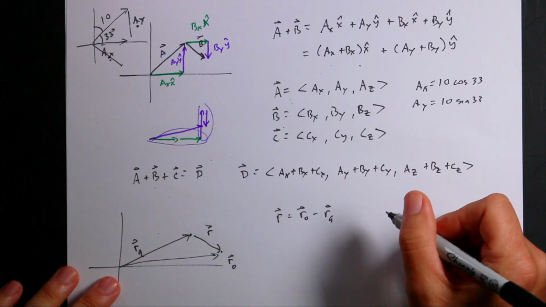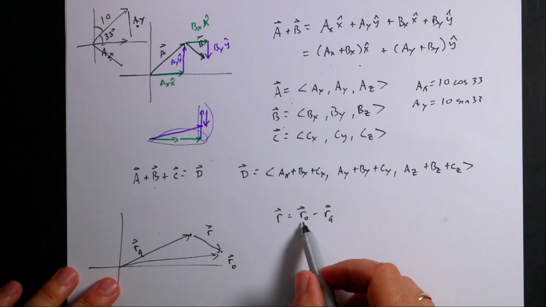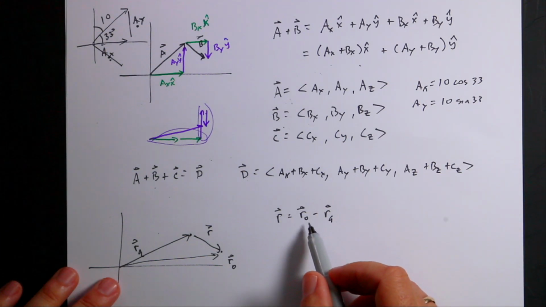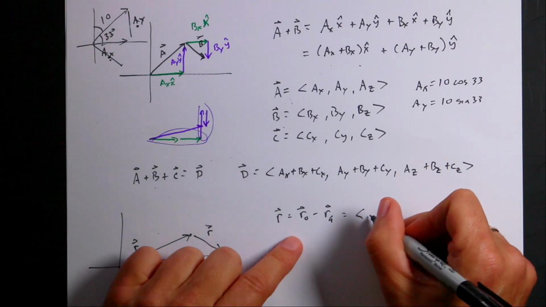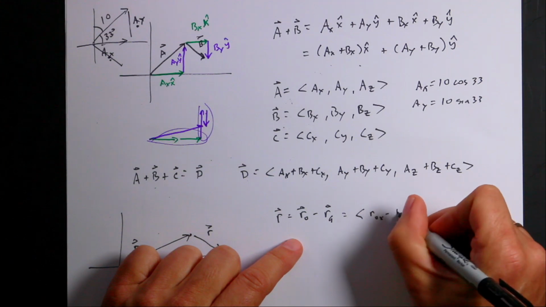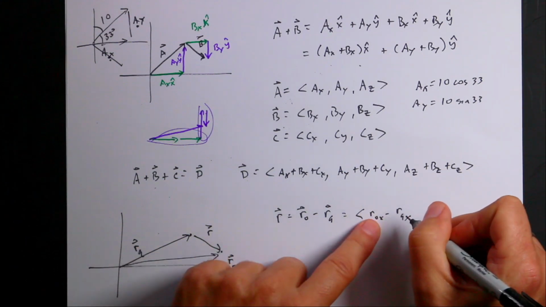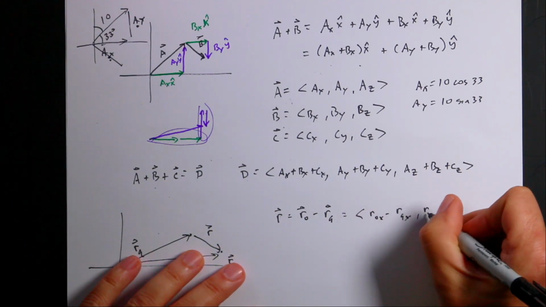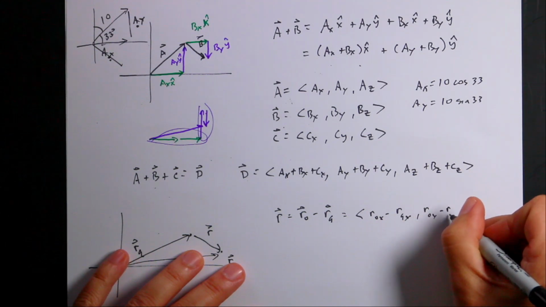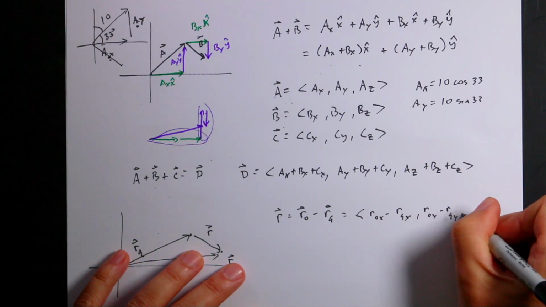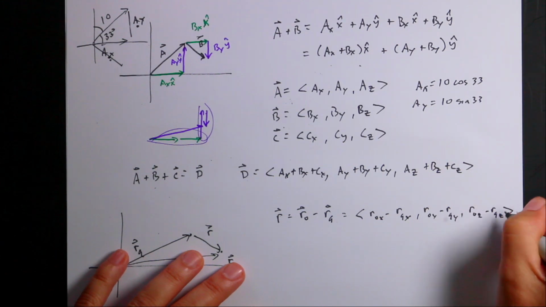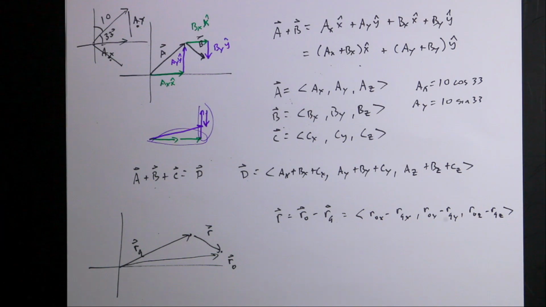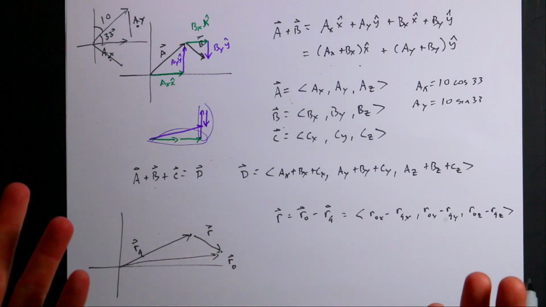If I subtract vectors, I just subtract their components. So this would be equal to R_OX minus R_QX, these are the components, R_OY minus R_QY, R_OZ minus R_QZ. Okay, and those could all be values. I'm going to show you some values when we move to Python.